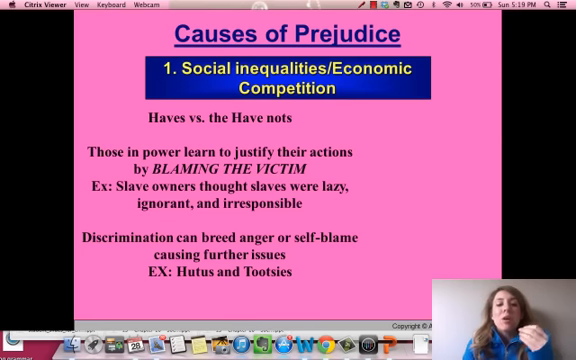Discrimination can breed anger or self-blame, causing further issues. So discrimination in societies is what ultimately led to the Hutus and the Tutsis and the Rwandan genocide, right? Because one was given a higher social status, the other one was put down, and that lack of being able to get what they needed, food and daily necessities, caused aggression, and the social inequalities just built until it exploded.